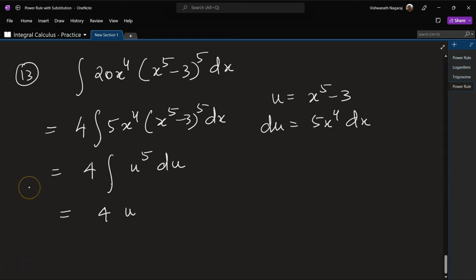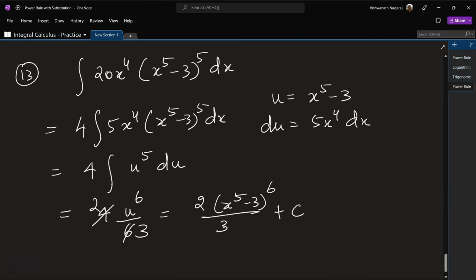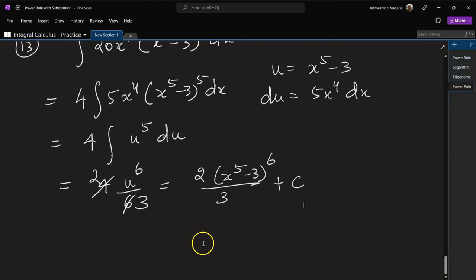This becomes 4 u to the power of 6 by 6, which becomes 2 twos, 2 threes. So this becomes not 4, 2 by 3 times (x to the power of 5 minus 3) to the power of 6, plus c. Okay, let's change gears again.